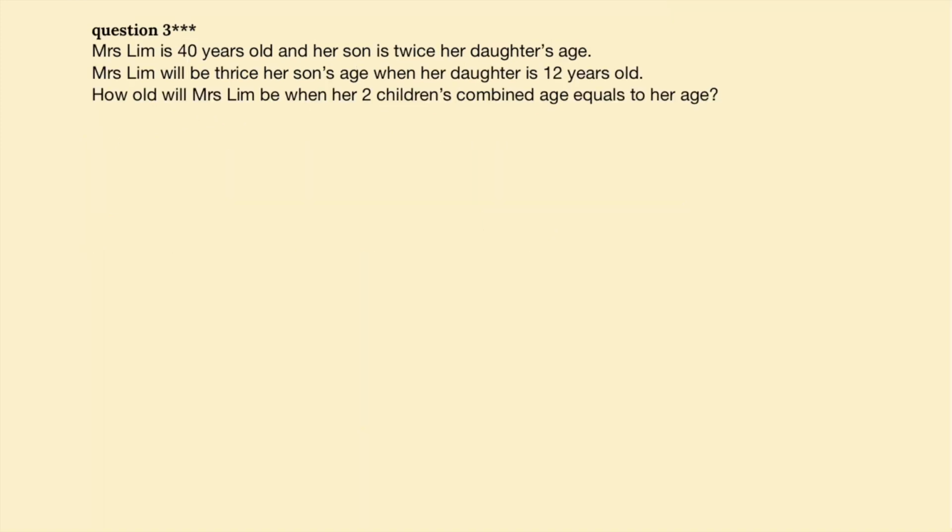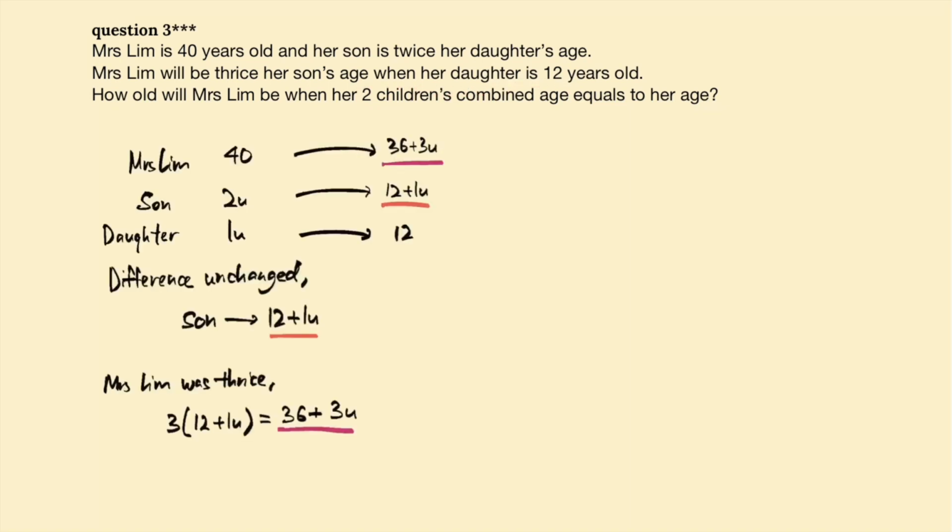All right, another level 3. Mrs. Lim is 40 years old and her son is twice her daughter's age. Mrs. Lim will be 3 times her son's age when her daughter is 12. Okay, so very similar to the other question. So let's draw this, right? 40 right now, Mrs. Lim. And the son is twice. So let's have the daughter be 1 unit and the son be 2 units, twice, right? And note, the age difference right now is 1 unit. The son is 1 unit older, which means whichever year it is, the difference will be 1u.